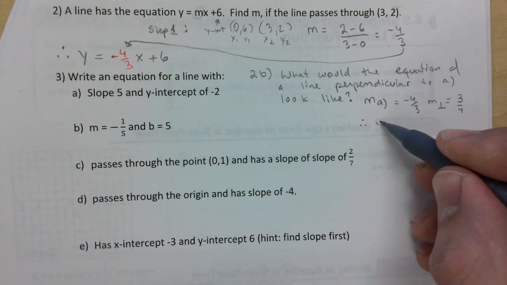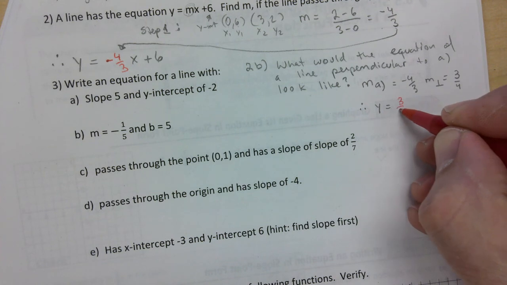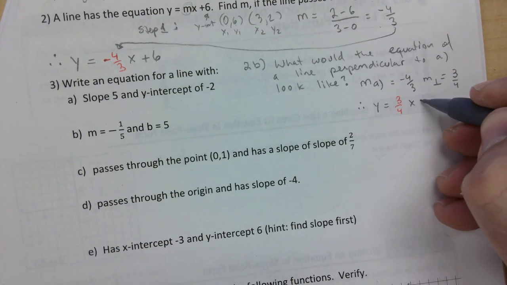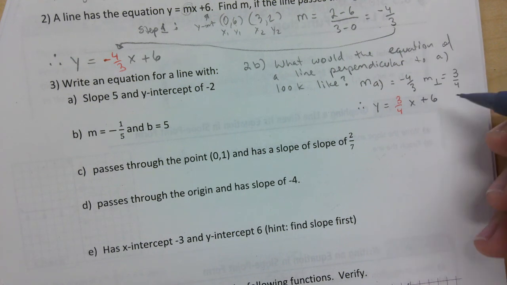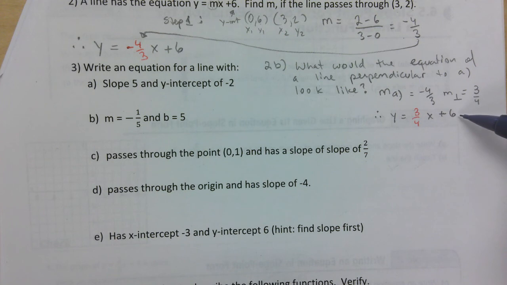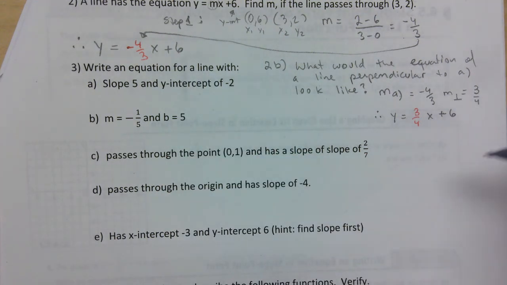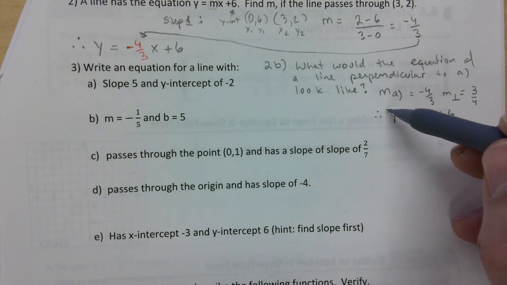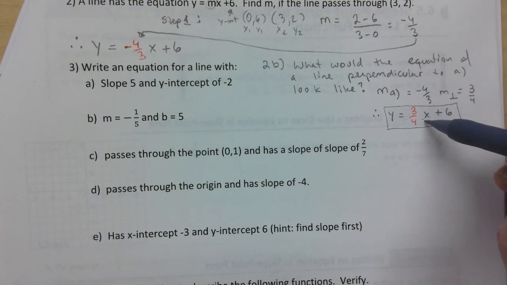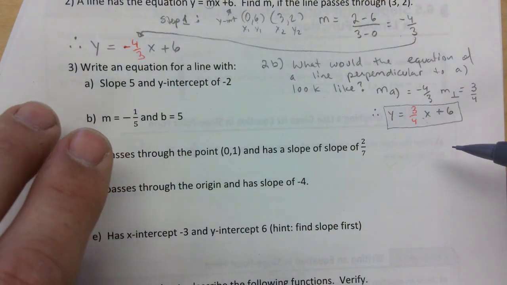Therefore, it would be y is equal to 3/4 x. And this you can fill in the blank. I'm going to use the same y-intercept as up there. That you can fill in the blank. You can do whatever you want there. But this equation, this one would be perpendicular to that one simply by looking at the slopes.